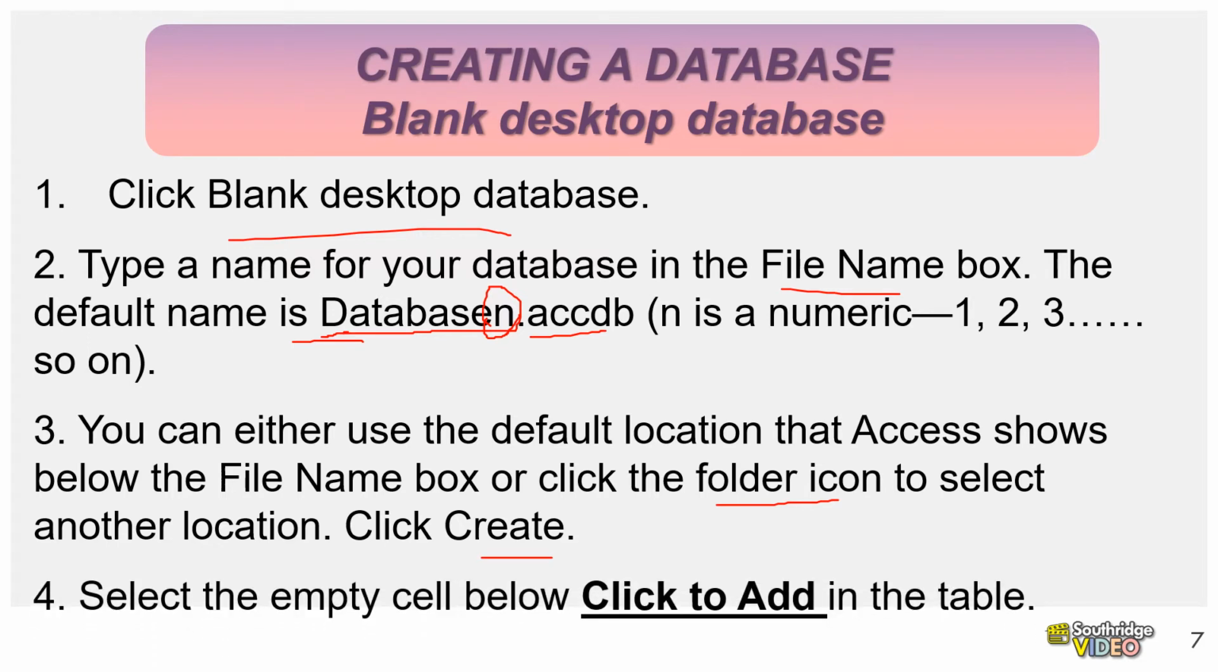So after you click create, you can see the blank Access database will appear on the screen. In that you can see click to add, instead of employee name, last name, first name, email address. You won't have any details, so instead you can see click to add. So you have to type your content there.